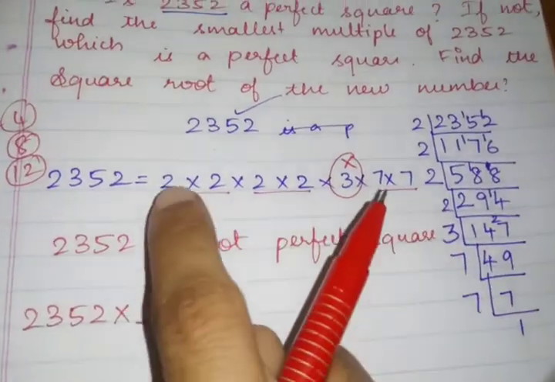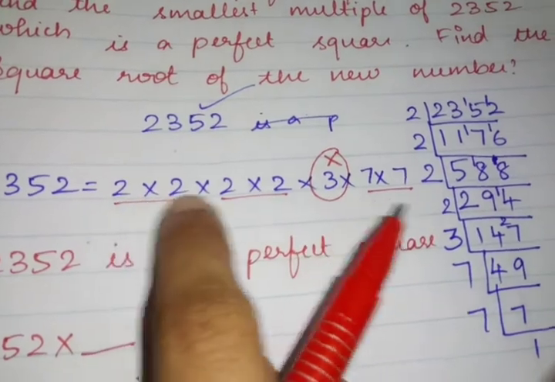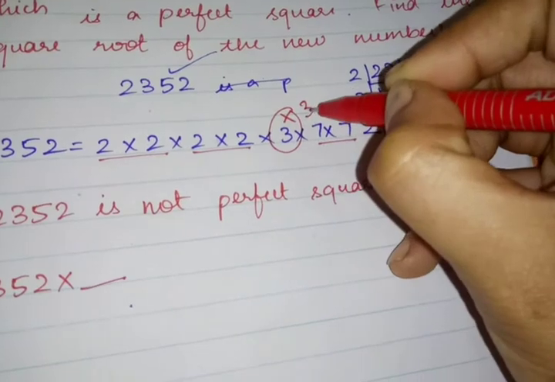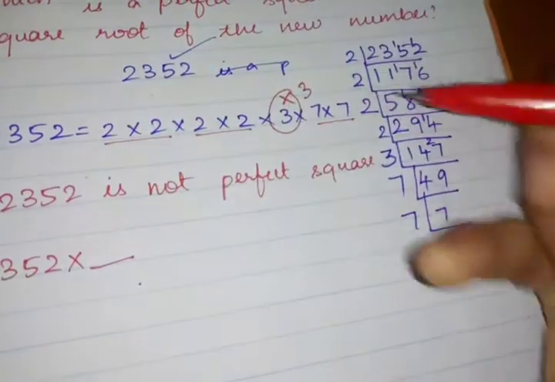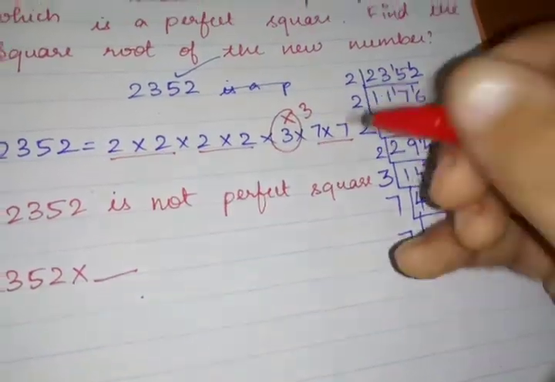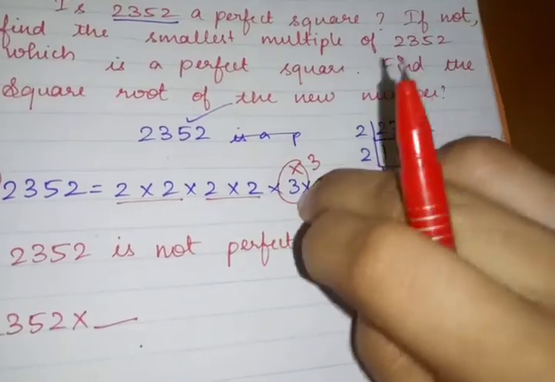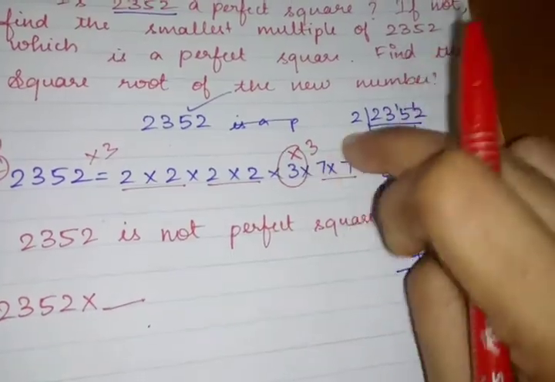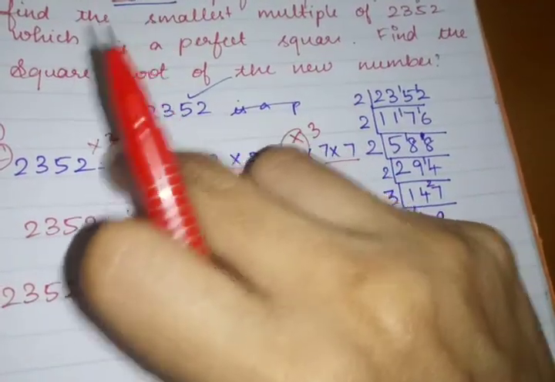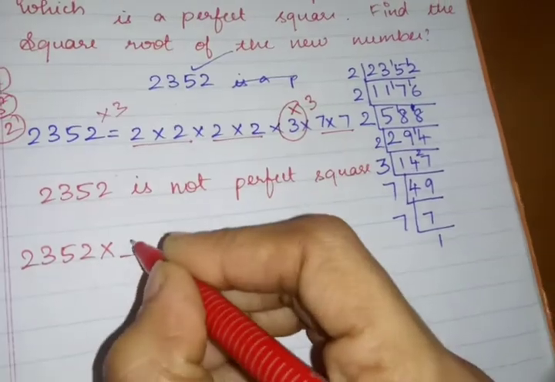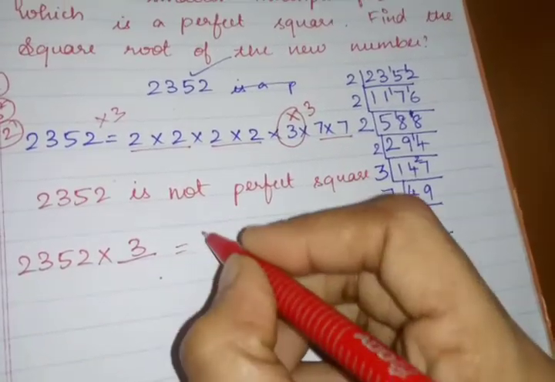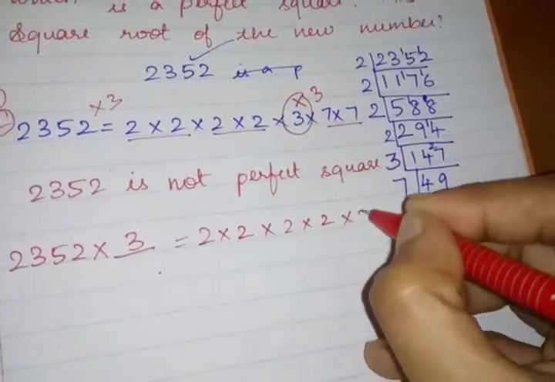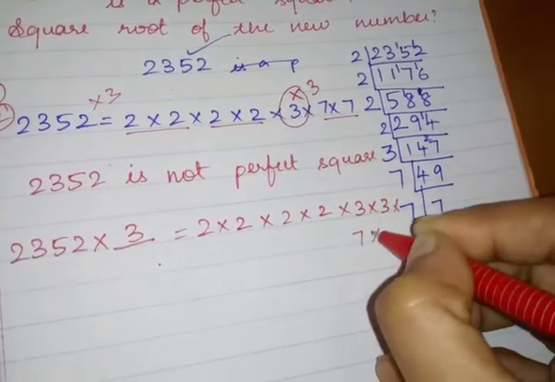Okay, so listen, if you want to make this a perfect square, if you multiply this by 3, will you get a perfect square here? Listen, if I multiply by 3, this also will get paired up. So you will multiply here also by 3. As such, I am going to write 3 into 3 into 7 into 7.